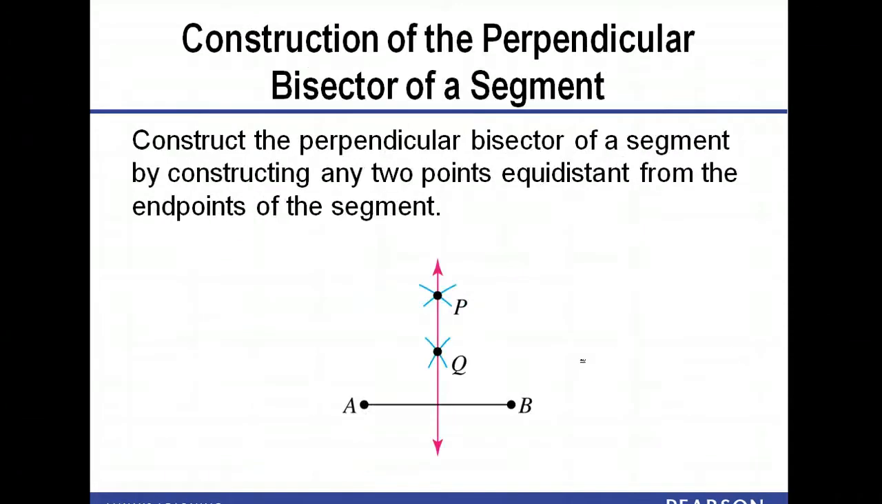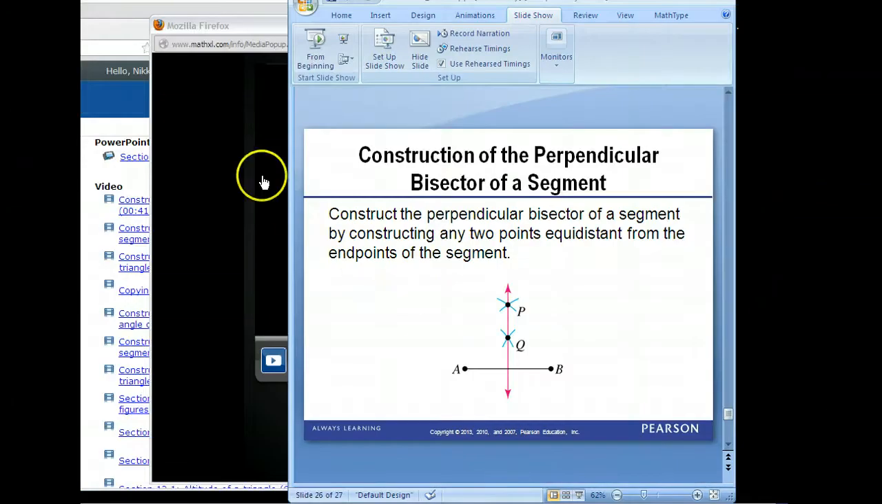So let's now work with constructions. Let's construct a perpendicular bisector of a segment. So let's construct this vertical line that cuts it in half, right? That cuts it down straight through the middle in this perpendicular way. We'd like to construct the perpendicular bisector of a segment by constructing any 2 points that are equidistant from the endpoints of the segment. So let's go ahead and see a video of this. Here we go.